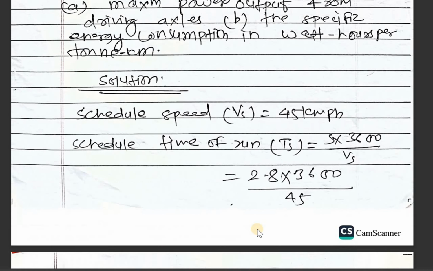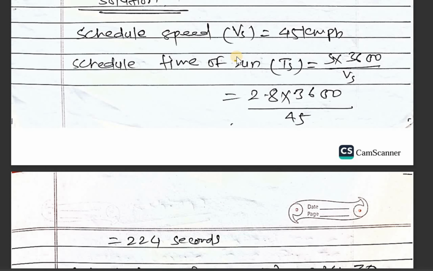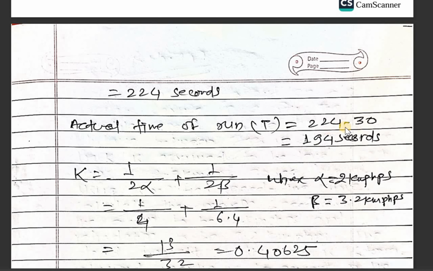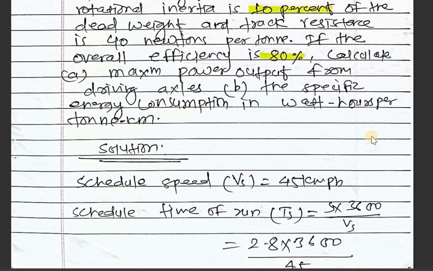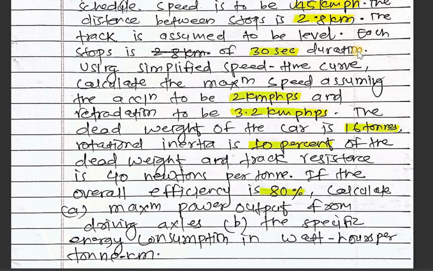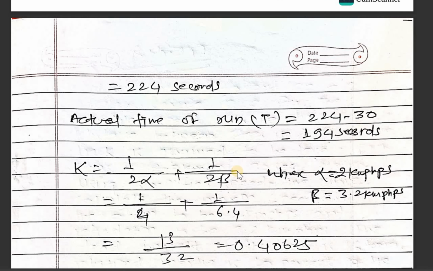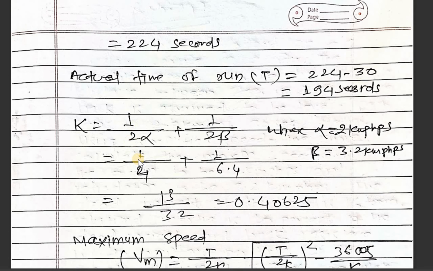First of all, scheduled speed is 45 km per hour. So scheduled time of run TS equals 3600 S upon VS, so 224 second, and actual time of run T equals 224 minus 30 second. This 30 second is for a stop. Each stop is 30 second. So 194 second, and we know the value of k equals 1 by 2 alpha plus 1 by 2 beta. The value of alpha is 2 and the value of beta is 3.2.